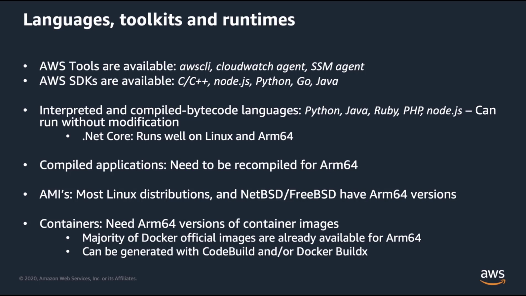Interpreted and compiled bytecode languages like Python or Java can run without modification. And even .NET Core applications can run on Linux and ARM64, and actually they perform pretty well. As far as compiled applications are concerned, they need to be recompiled for ARM64, which is usually a seamless experience unless there are specific parts of it that have been written specifically for Intel-based processors, like using vectorized instructions or things like that, in which case they would have to be ported.